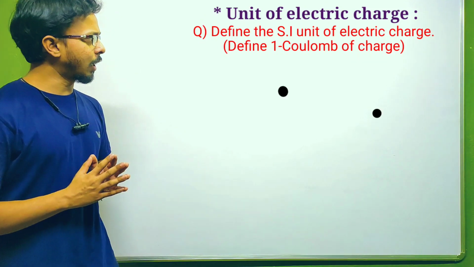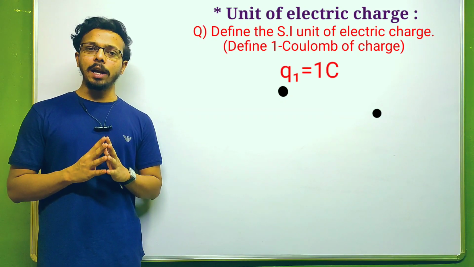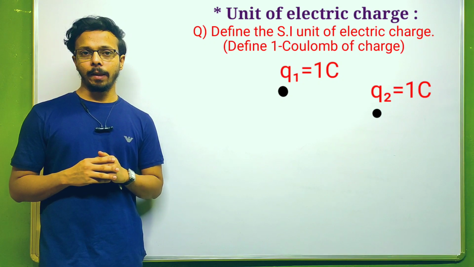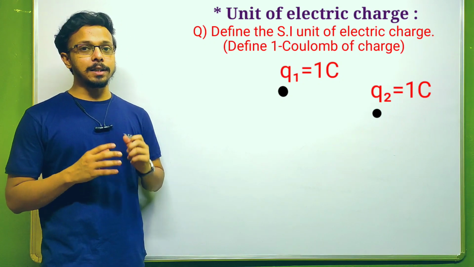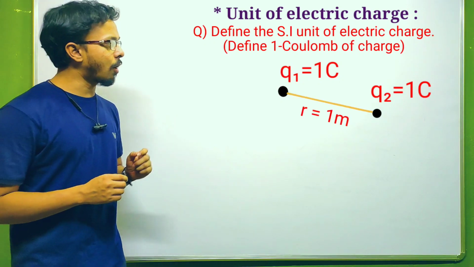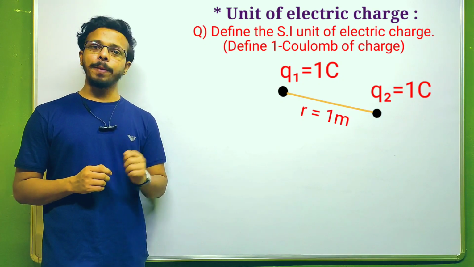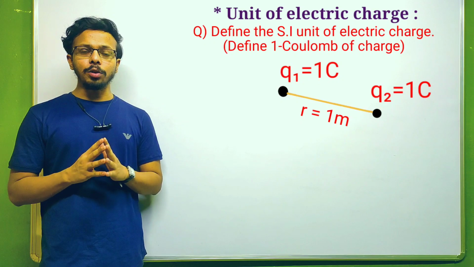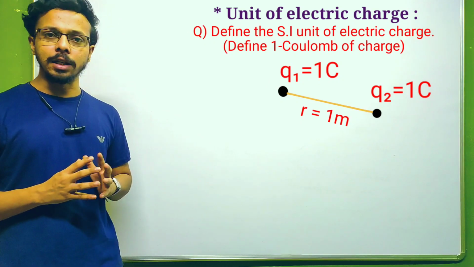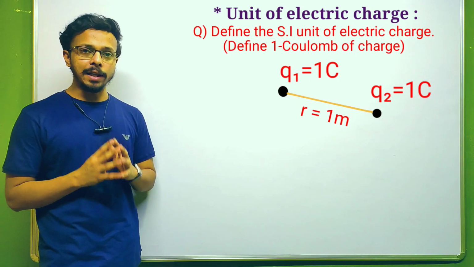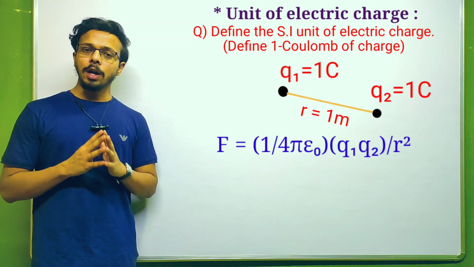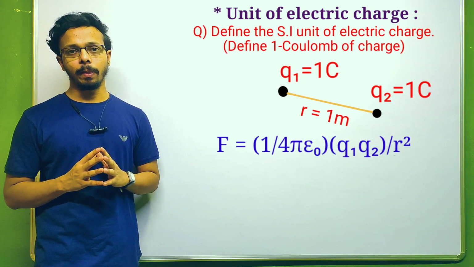Let us consider two charges Q1 and Q2, each of magnitude 1 coulomb, and suppose they are separated by a distance of 1 meter in free space. Now the electrostatic force between these two charges, from Coulomb's law, is F equal to 1 divided by 4 pi epsilon naught, Q1 Q2 by r square.